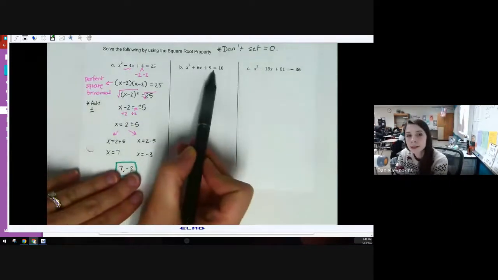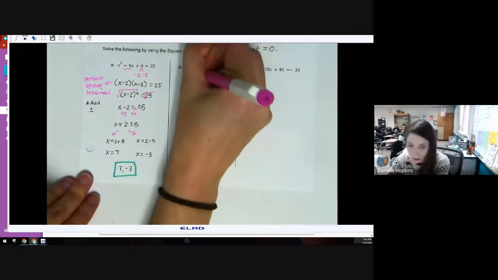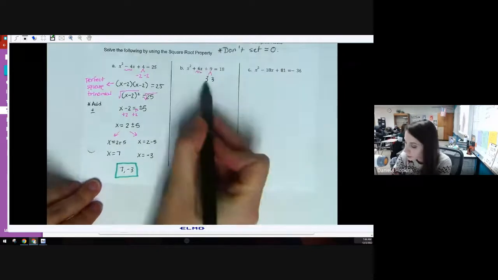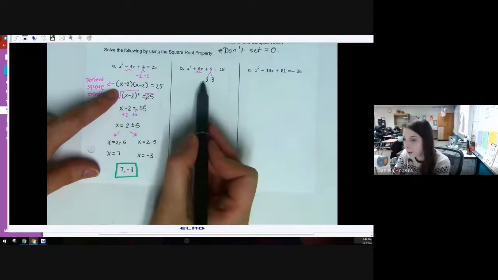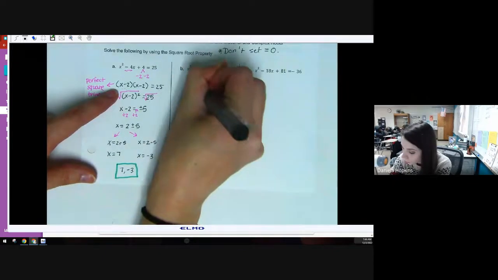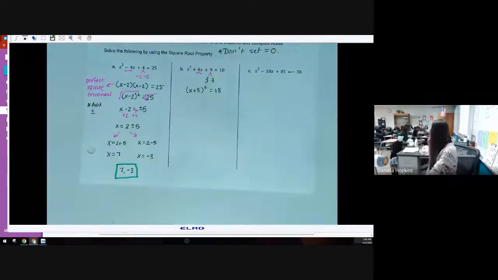x squared plus 6x plus 9. What multiplies to 9 but adds to 6? 3 and 3. Since they are both the same, you don't need to write this step where you write them separate. If they are exactly the same, you can jump right to x plus 3 squared equals 18. You guys comfortable doing that?